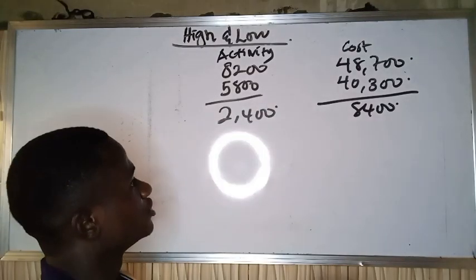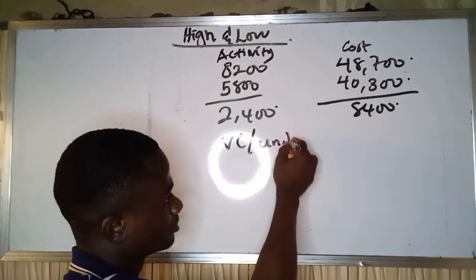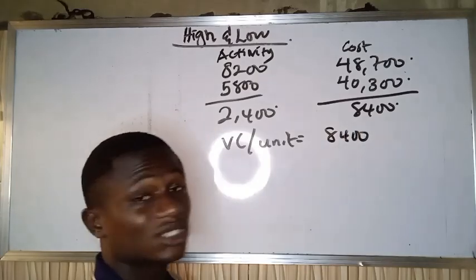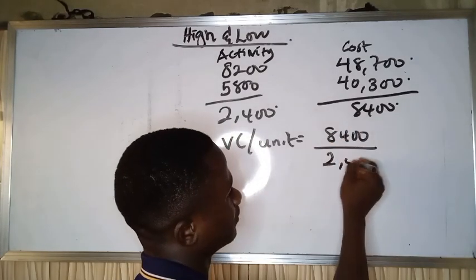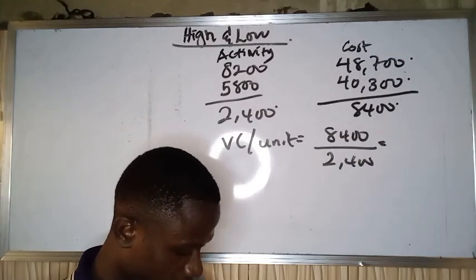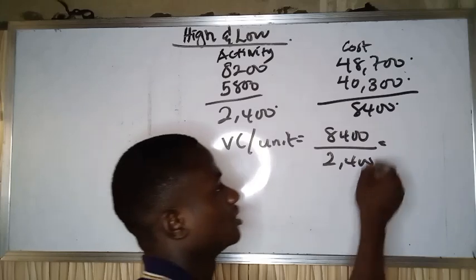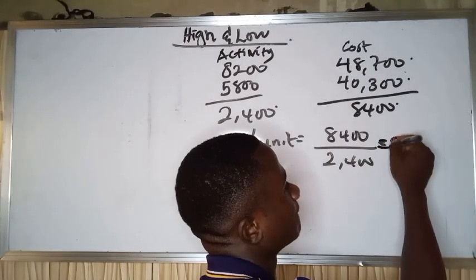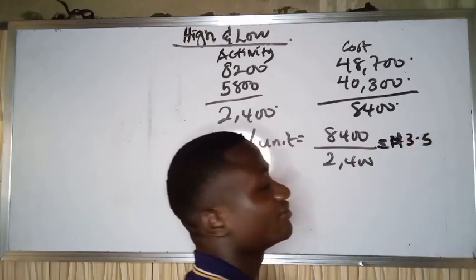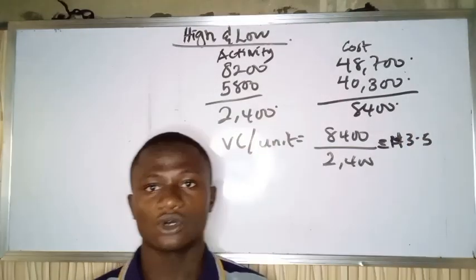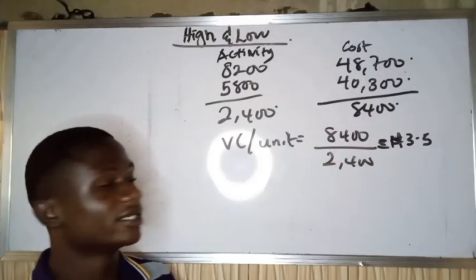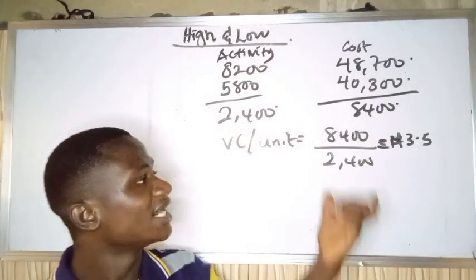That's very simple. You just say variable cost per unit is equal to the total variable cost, 8,400, divided by 2,400 units. So 8,400 divided by 2,400 gives me 3.5 naira per unit. So the variable cost of producing one unit is 3.5 naira per unit. Now I've gotten my variable cost.